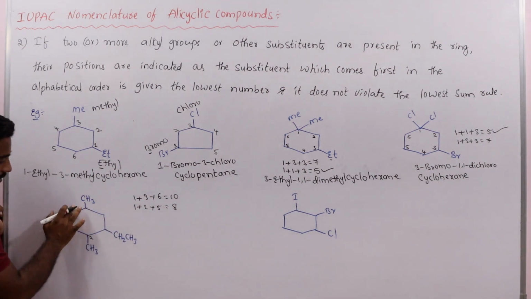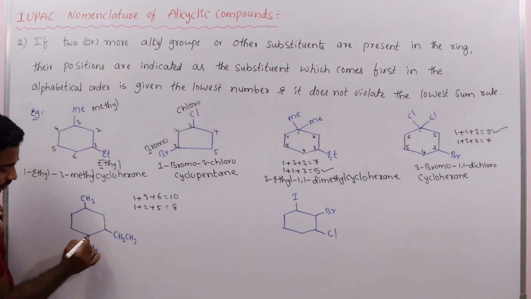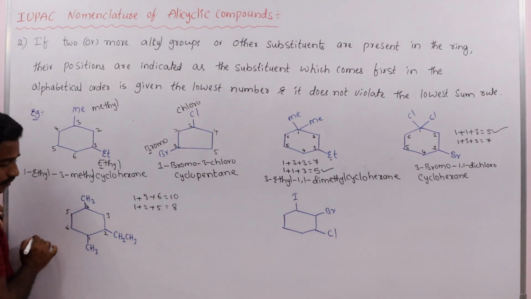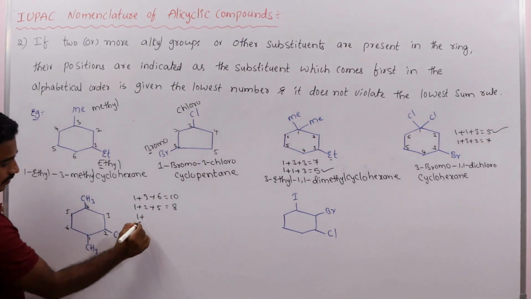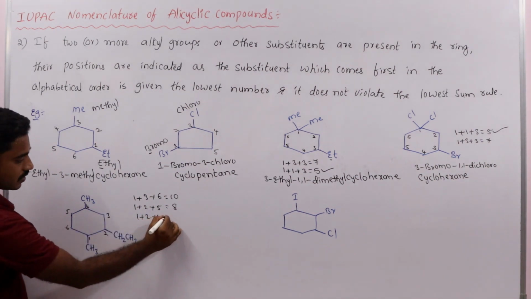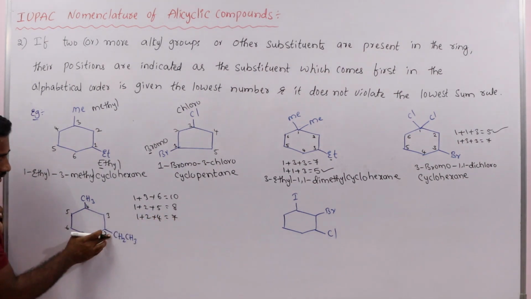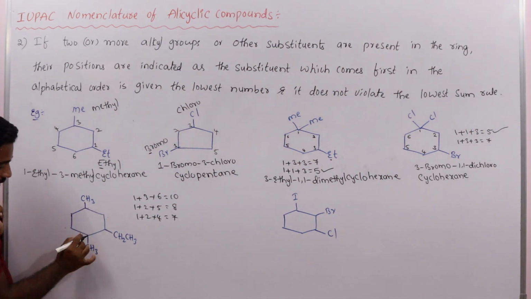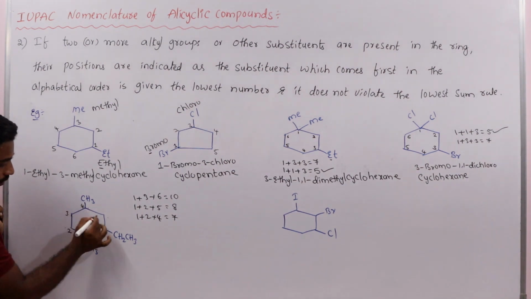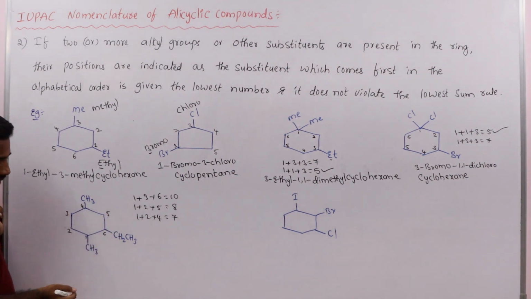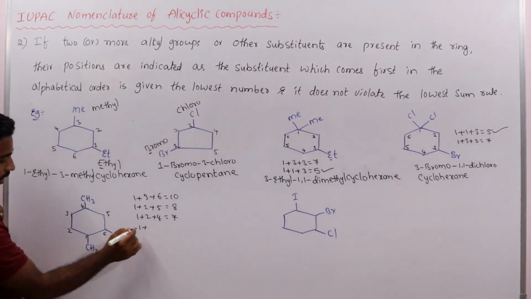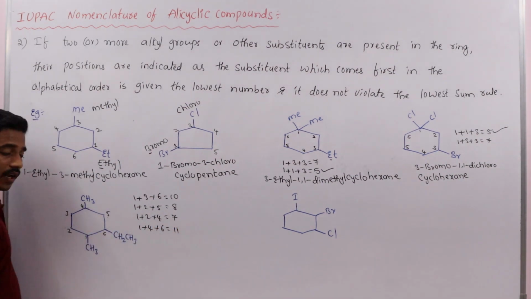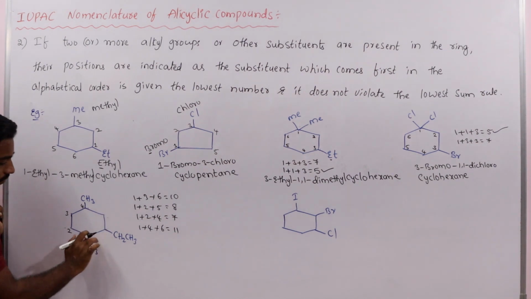Let us see other possibilities. If you give 1, 2, 3, 4, 5, 6, one substituent is at the first position, one at the second position, and one at the fourth position, which means a total value of 7. Let us see another possibility. Here 1, 2, 3, 4, 5, 6: one at the first position, one at the fourth position, and one at the sixth position. So we get 11.